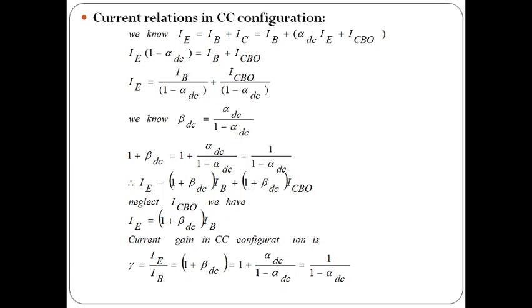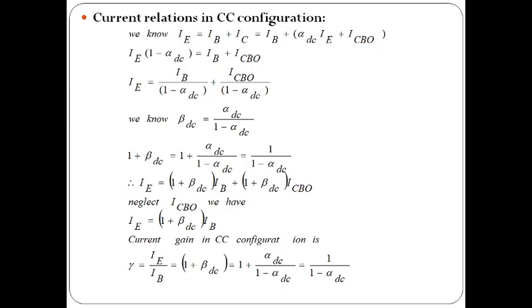So we already know IE equals IB plus IC. We defined IC equals alpha DC into IE plus ICBO. From this we can write IE into (1 minus alpha DC) equals IB plus ICBO. IE equals IB by (1 minus alpha DC) plus ICBO by (1 minus alpha DC). We already defined the relationship between beta and alpha: beta DC equals alpha DC by (1 minus alpha DC).